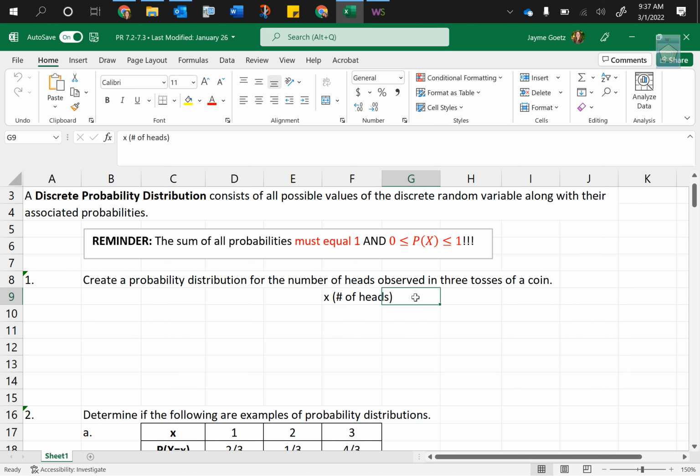Then over here, the right side of your T-chart is going to be the probability of it. So you'll see that it's going to be the probability of capital X equals lowercase x. Sometimes it'll just be the probability of X. They mean the same thing.